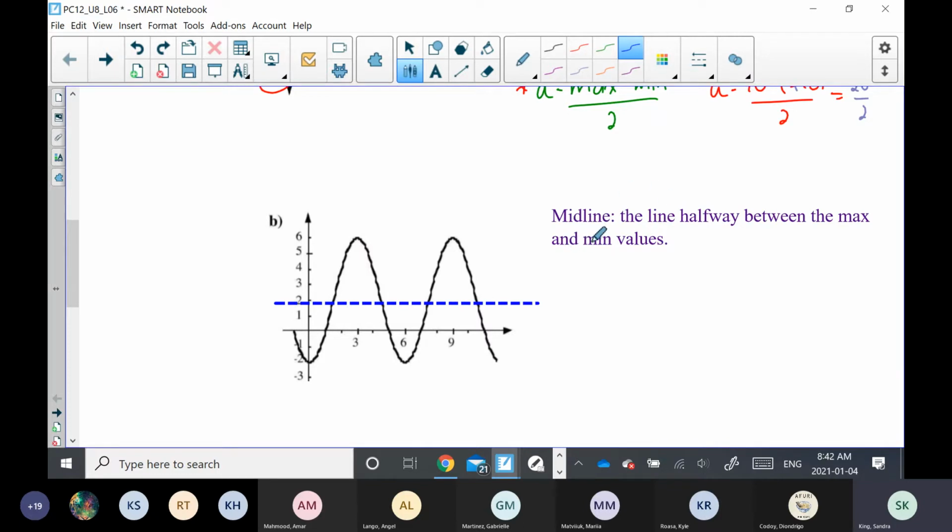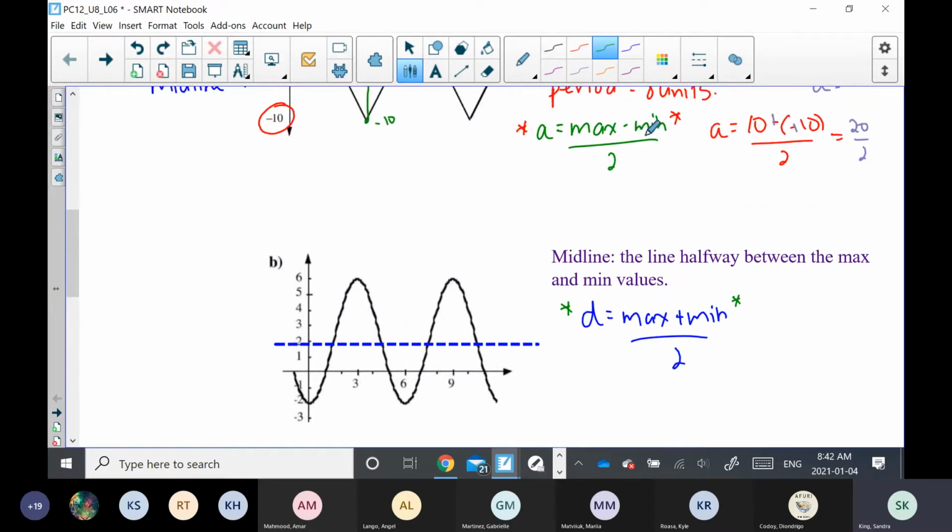So how we calculate the midline, remember that I said the midline is going to be your D value, right? It's the line halfway between the max and the min. So what that would be is max plus min divided by 2. That's the formula for midline. So those of you doing study sheets, that would go in your study sheet. Okay, so that's how you get the D value. The A value is max minus min, but this is your D value.